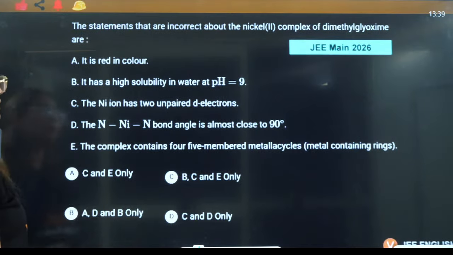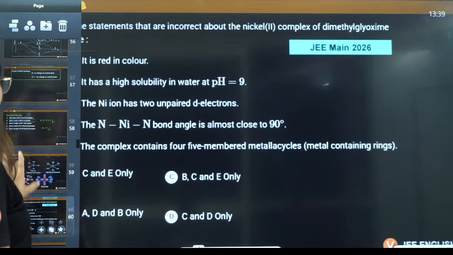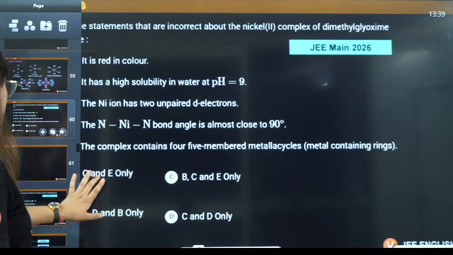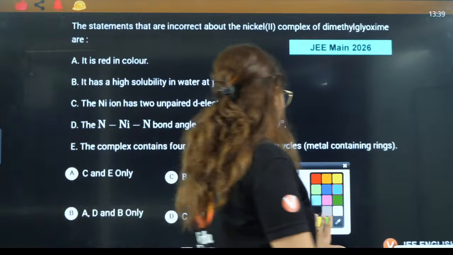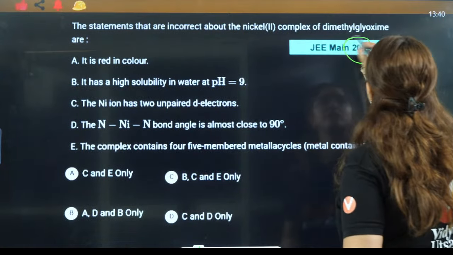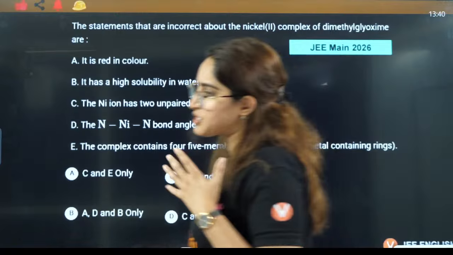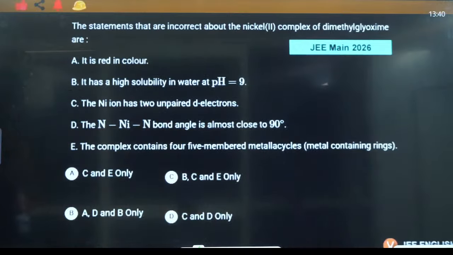Okay. Now let's talk about the next question, which was a little different than you expected it to be. A JEE 2026 question that was a little different than you expected. Let's see that. Right, everybody? But synergic bonding is back bonding. Okay, let's go.